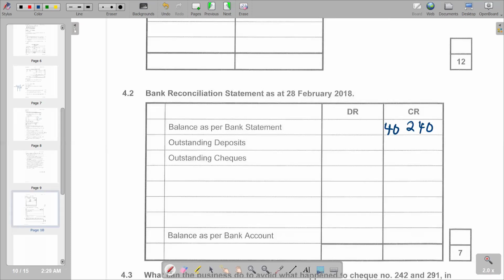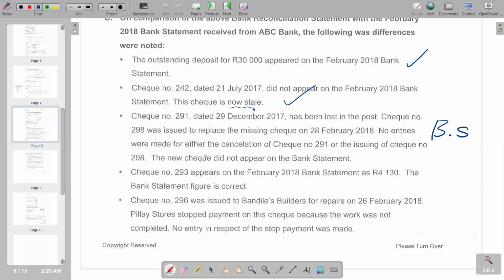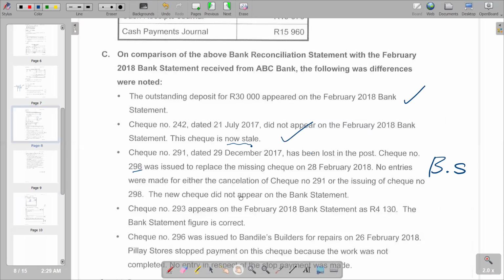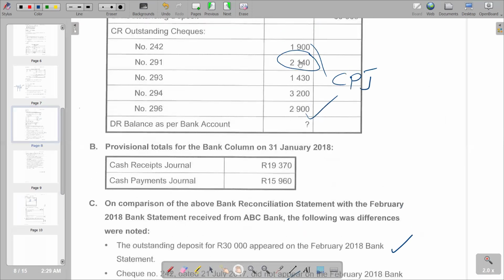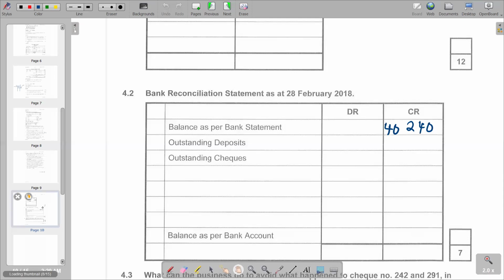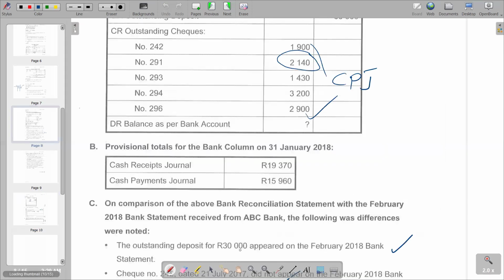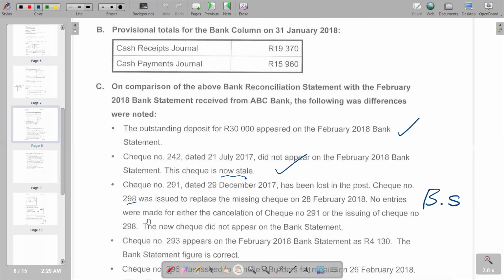So we come here and say credit side 40,240. So already we have identified an outstanding check, which we need to put, which is now check number 298, to the amount of 2,140, since it's replacing this check. So that's the amount. So we come here. It's an outstanding check. Now we say check number 298. An outstanding check comes on the debit side of the bank reconciliation, 2,140. And then we can proceed with the next adjustment, whereby we are now on the next point.